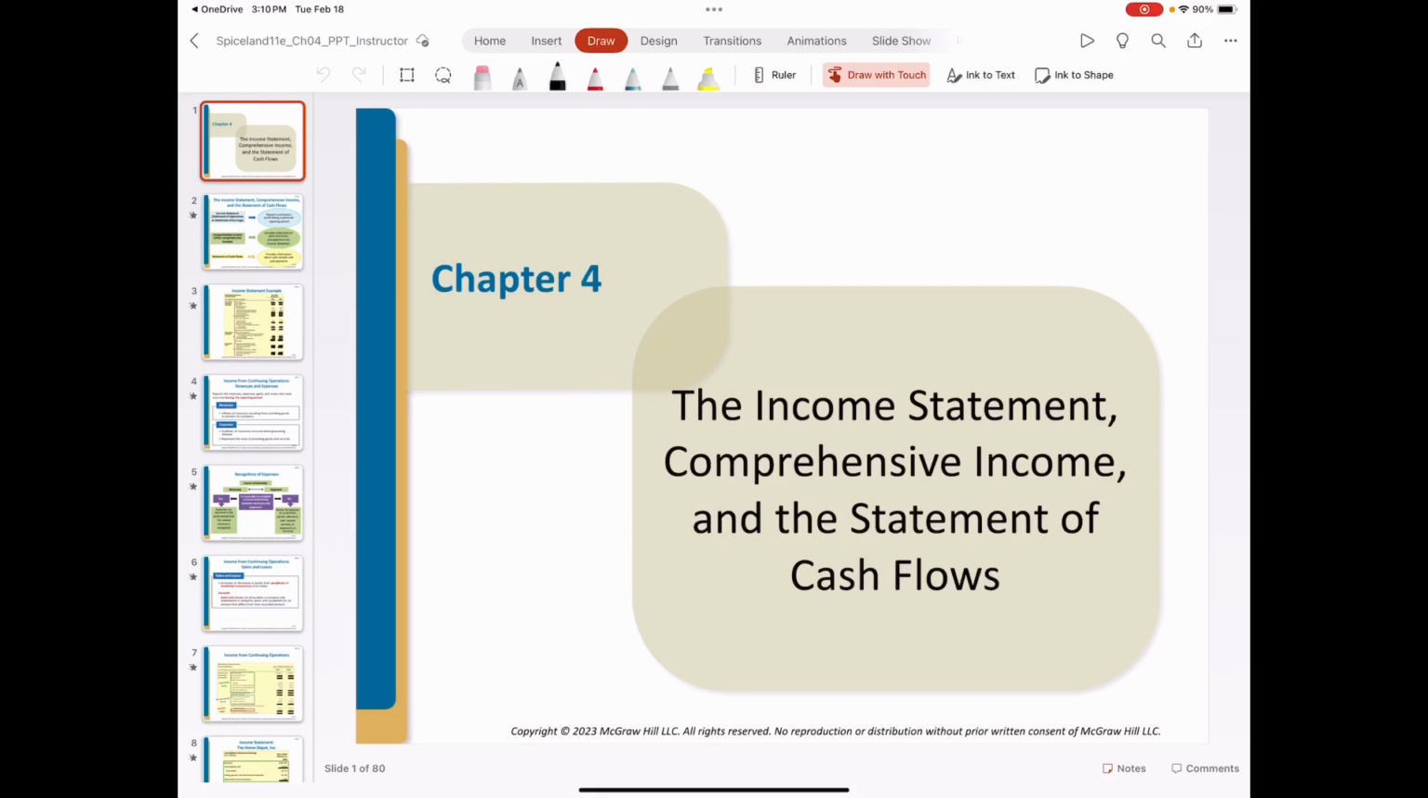Chapter 4, Income Statement, Comprehensive Income, and the Statement of Cash Flows. In this chapter, I will introduce two financial statements. The income statement reports a company's financial performance during a period of time. The comprehensive income reports both realized earnings and unrealized earnings. The statement of cash flows reports the movement of cash flows.